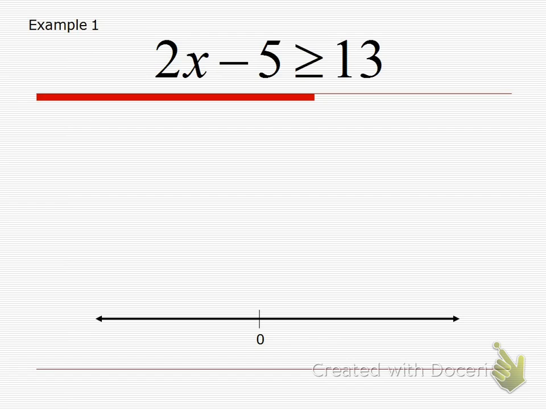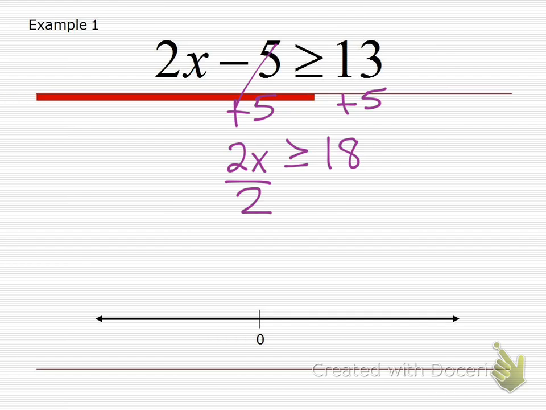So for example, 1. How would I start, or where would I start? Yeah, add the 5. So now I have 2x greater than or equal to 18. Next step. Divide by 2. Great. x greater than or equal to 9.